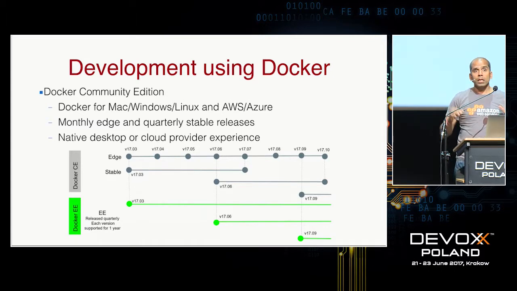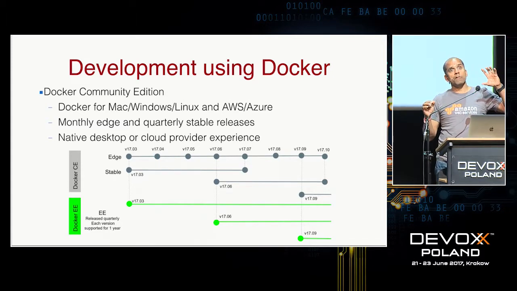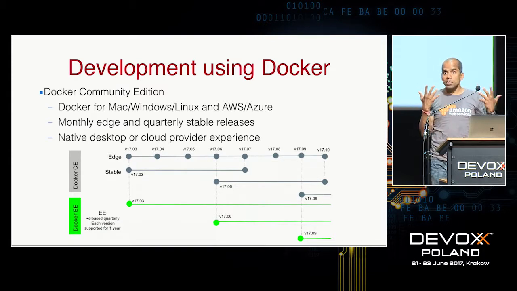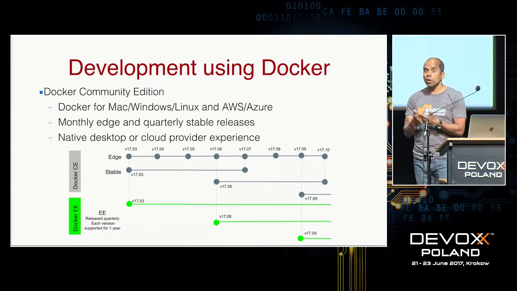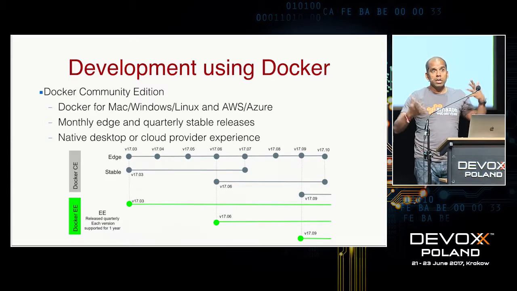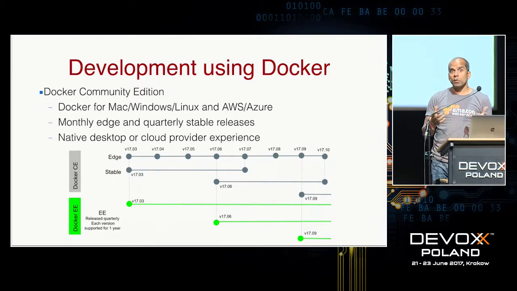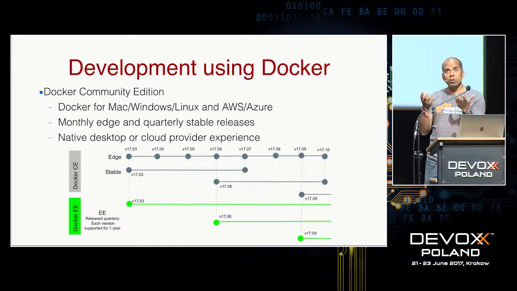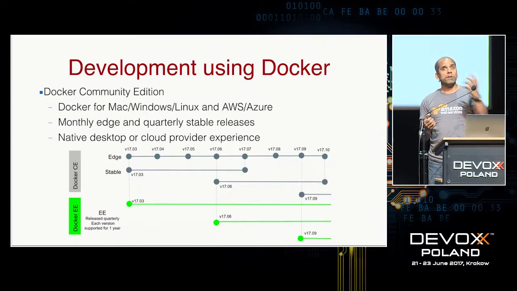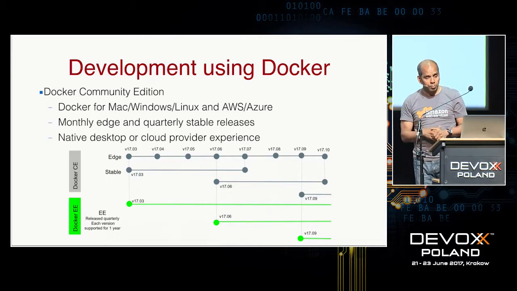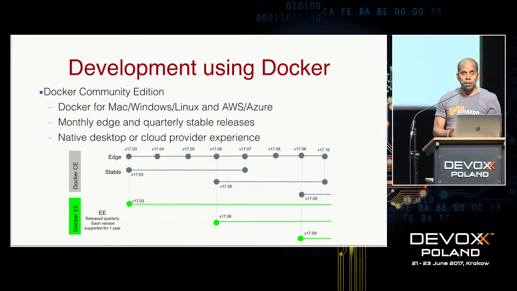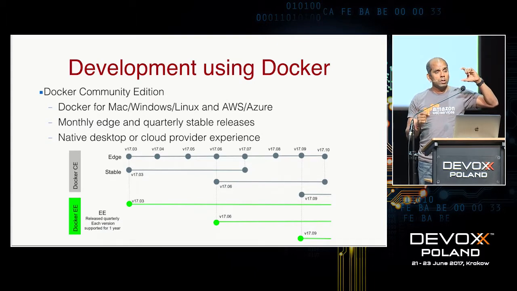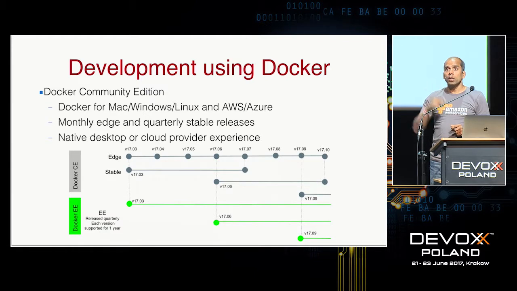Now, when you're doing development, you have the option to say, I want Docker for Mac, Windows, or Linux. Mac is something that you do development on. That's not something that you go to production with, essentially. Windows and Linux you can go to production with. And then, of course, you can do your development on AWS and Azure as well. So in that sense, you can download Docker Community Edition for Mac, Windows, Linux, and AWS or Azure. We'll talk about the AWS part in a second. Now, if you download Docker CE, or the Community Edition, the releases are done on a monthly basis. Those are bleeding edge releases.